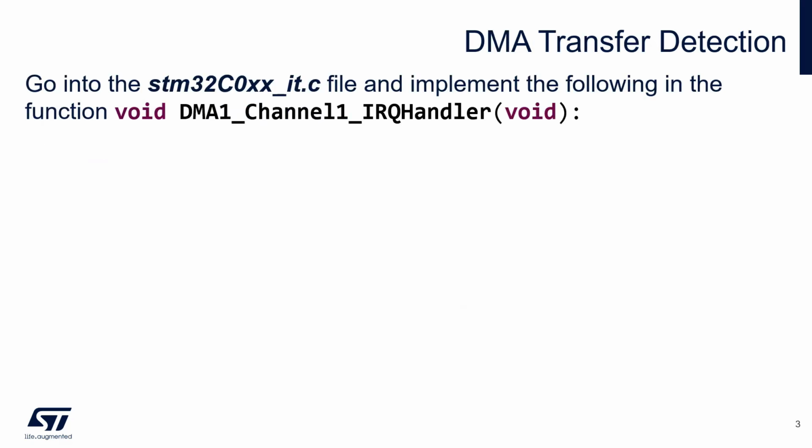Let's see how we manage the DMA transfer detection event. Given that the DMA request is linked to the DMA1 Channel 1, we will apply some modification on its handler function. This function is in the STM32C0xx_it.c file. This modification will be performed in 3 steps.